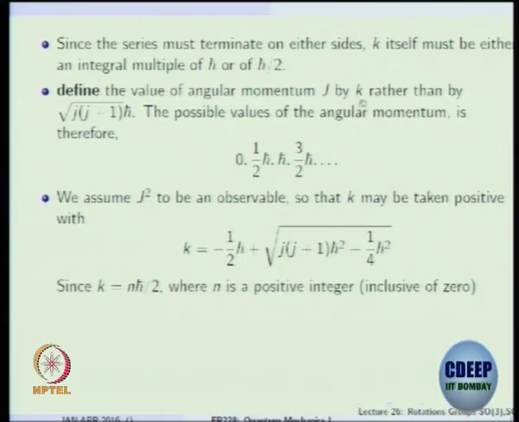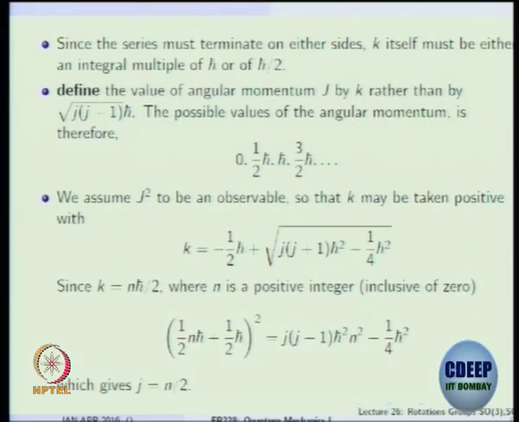And you can define your angular momentum J by k rather than by j into j plus 1 h cross, so the possible values of angular momentum will be the same. The h cross is included in the k. So k is n h cross by 2, where n is a positive integer. You can see that if n is odd, then it will be half odd integers, and if n is even, then it will be integers. And you can fix what j is from here, j will be just n by 2.